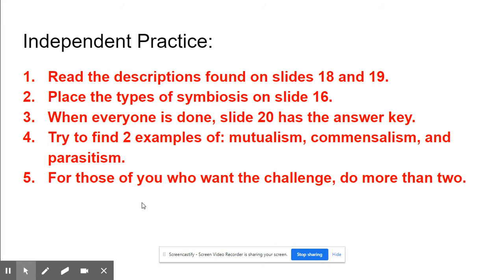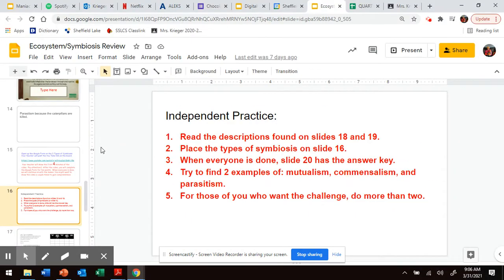So you're going to pick two and try to say what type of symbiosis that is. Is it mutualism, commensalism, or parasitism? I want you to try to find two relationships of mutualism, two relationships of commensalism, and two of parasitism. Hopefully, some of you are up for a challenge and want to do more.